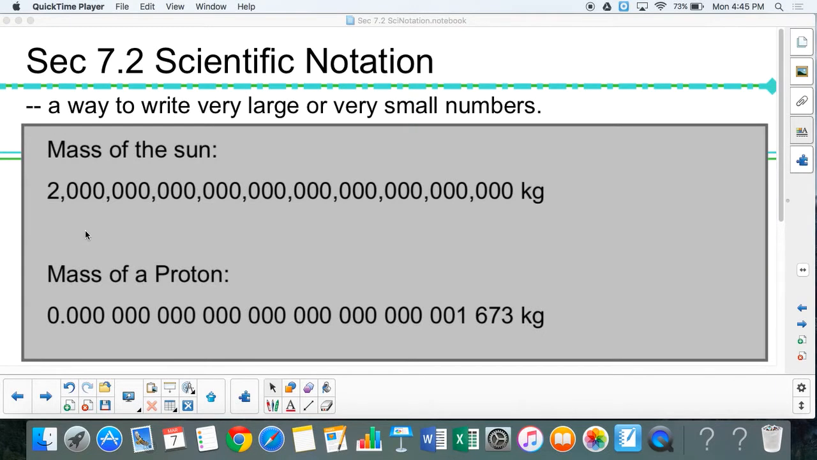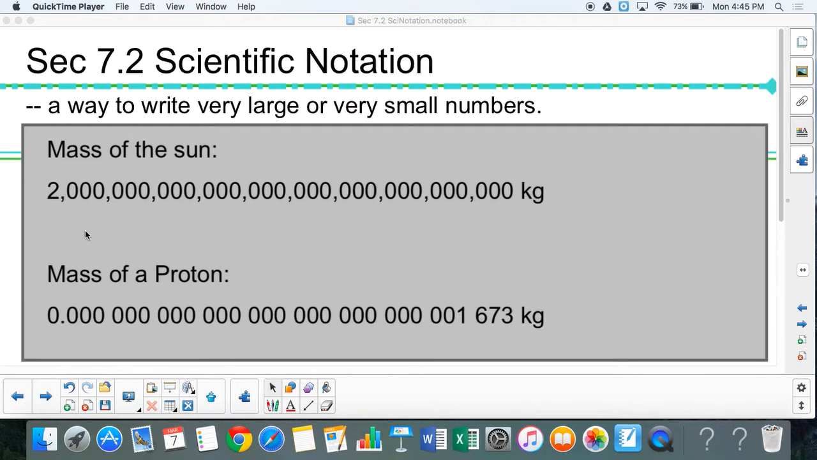All right, lesson 7.2, scientific notation. Scientific notation is a way to write really large or really small numbers, like those used in science. For example, the mass of the sun. If you could find the mass of the sun or calculate it, it would be 2 with 30 zeros kilograms. Takes a long time to write that. It takes up a lot of paper.